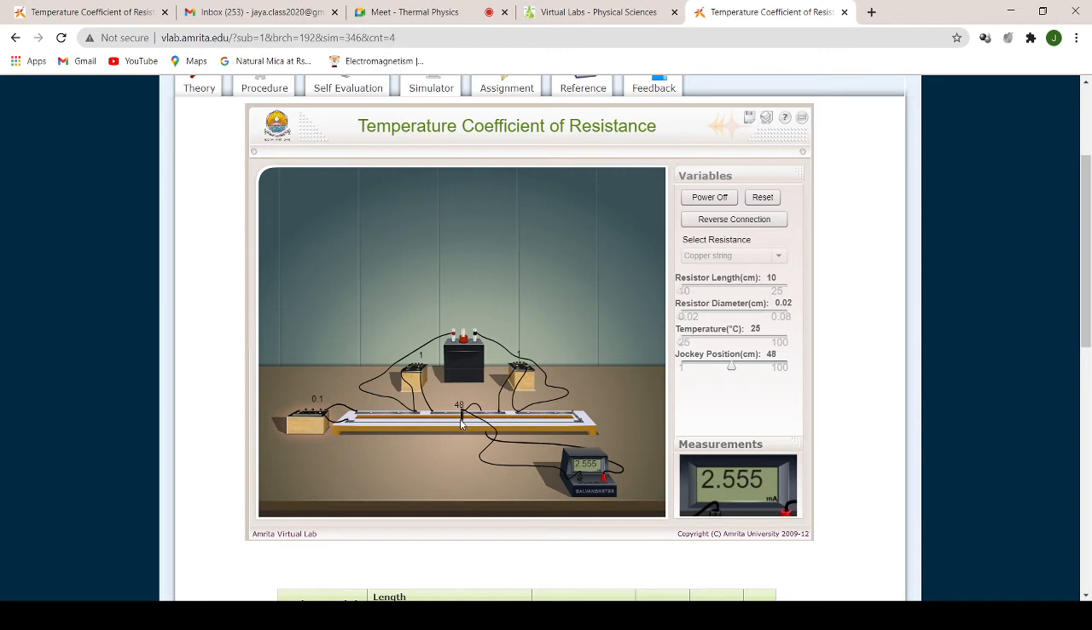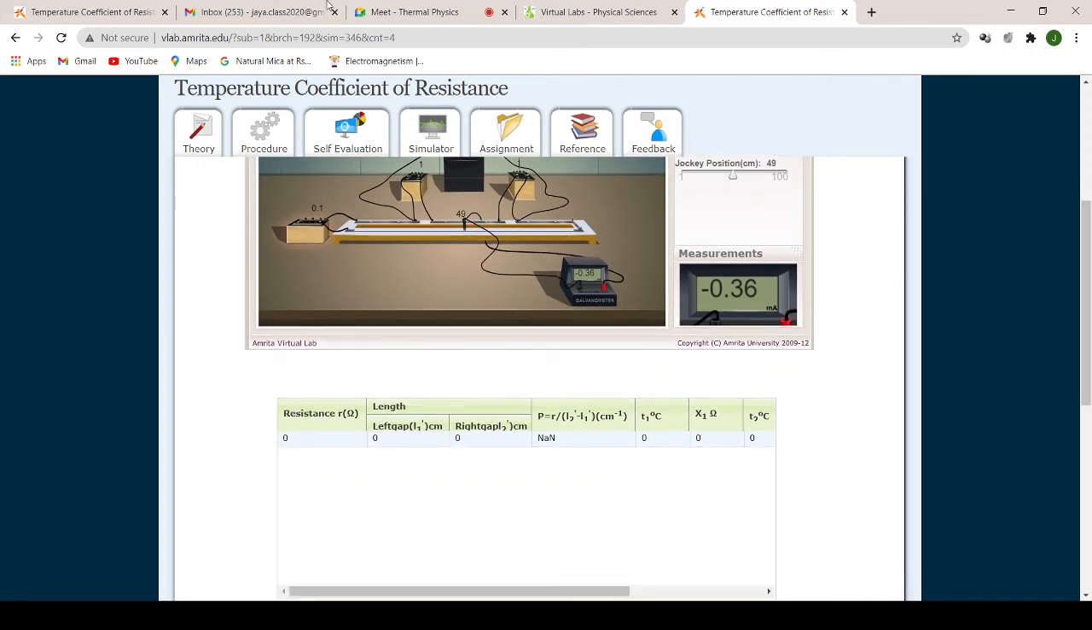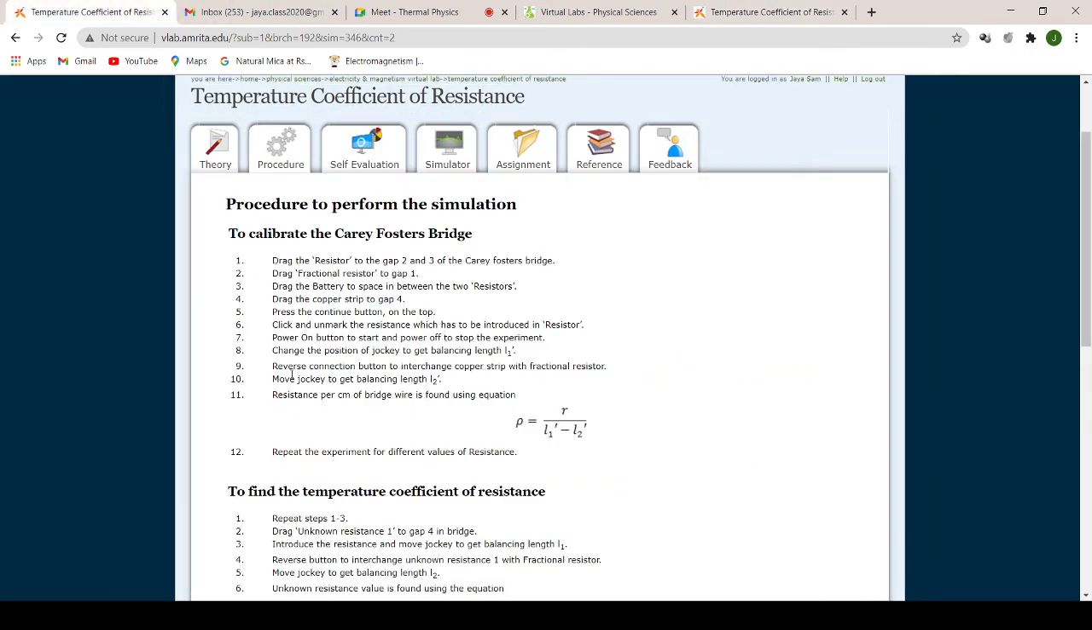So when I move it slightly, it is showing 2.55. Right. So when I'm moving it at 49, it is showing minus 0.36. Okay. So this can be taken, that is 49 centimeters can be taken as L1 dash. Let us go to the procedure and see. So look here, that is called the balancing length. Okay, 8th point, as you see: change the position of the jockey to get the balancing length L1 dash.